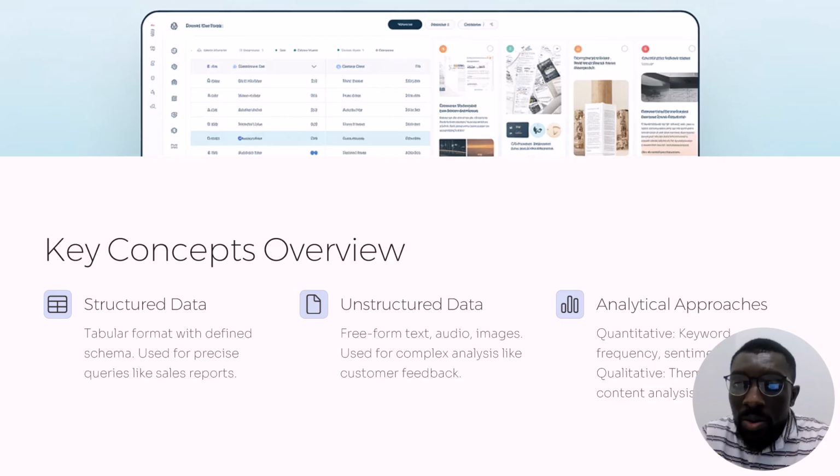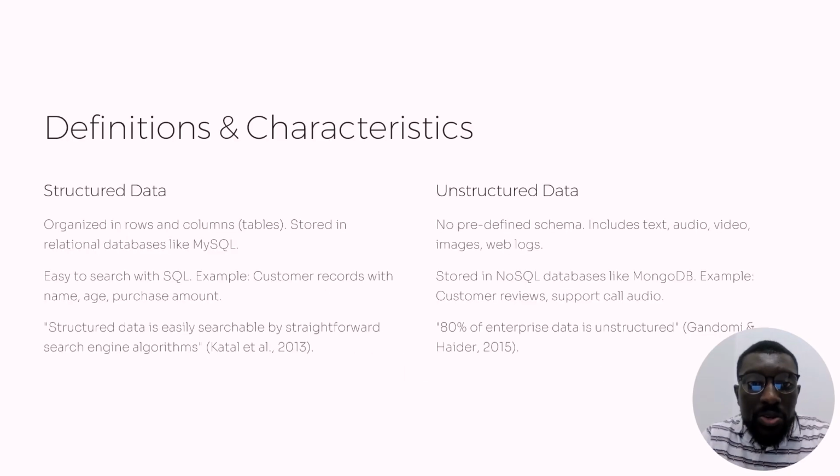On the analytical approach, we have a quantitative approach as well as a qualitative approach, depending on the context of analysis. For the quantitative, we have things like sentiment analysis and frequency. So here we're going to talk about the definition and the characteristics. What is basically structured data and unstructured data?